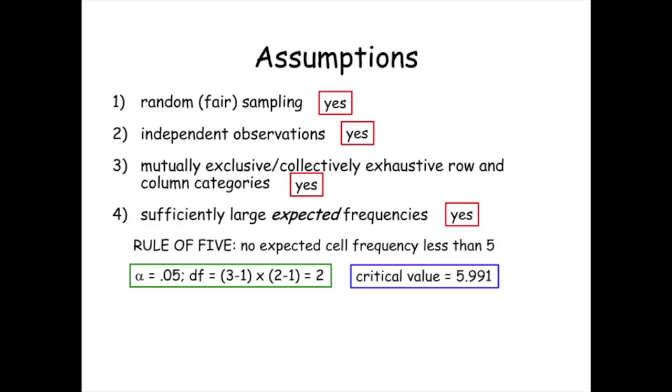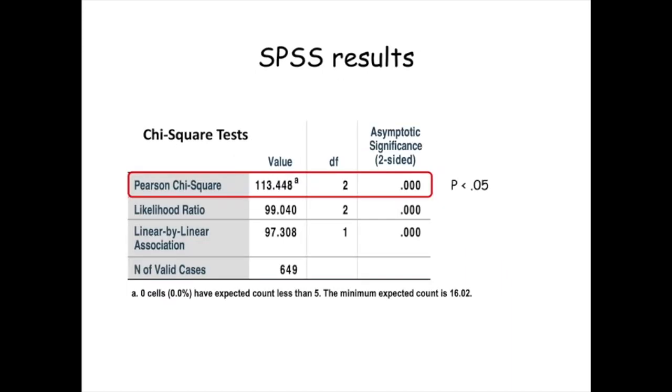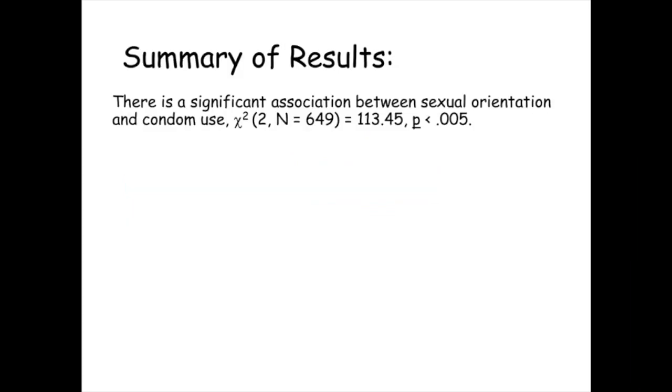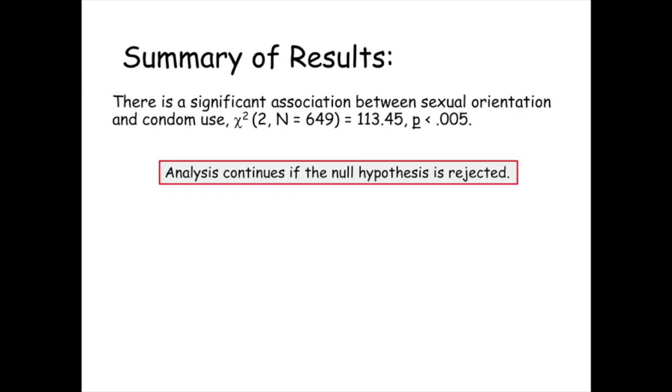Let's look at the test results. The p-value is very small, so we reject the null hypothesis of no association. The researchers conclude that there is a significant association between sexual orientation and condom use. They would look further to determine the nature of this association.